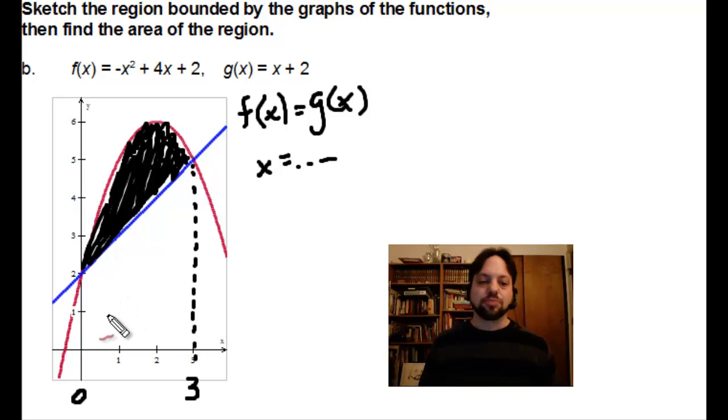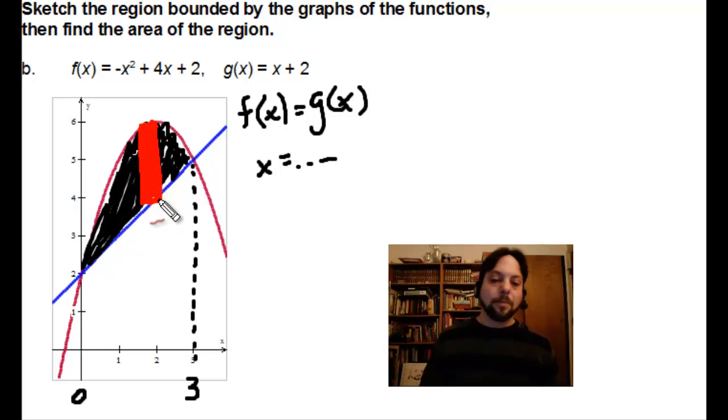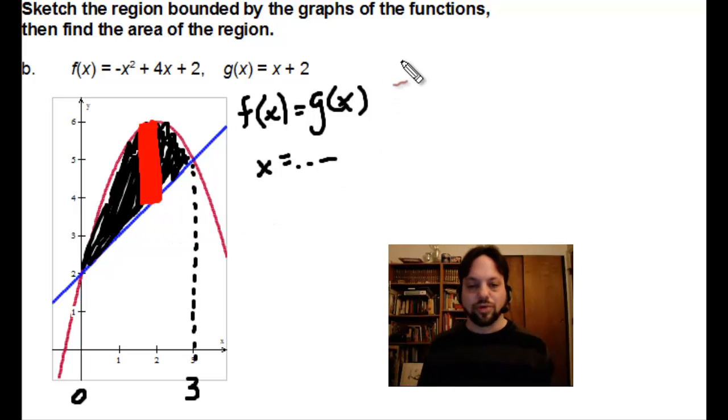Also in this example, it's pretty easy to tell which function is on top over the entire interval representing this region, but anytime you can't tell, it's always a good idea to draw a representative rectangle, simply a rectangle that goes from the top to the bottom of the region. This is very similar to some things that we've done earlier when we were evaluating area, but when you do that, you'll then be able to tell which function is higher and which function is lower, just in case you need to stack your integral correctly.